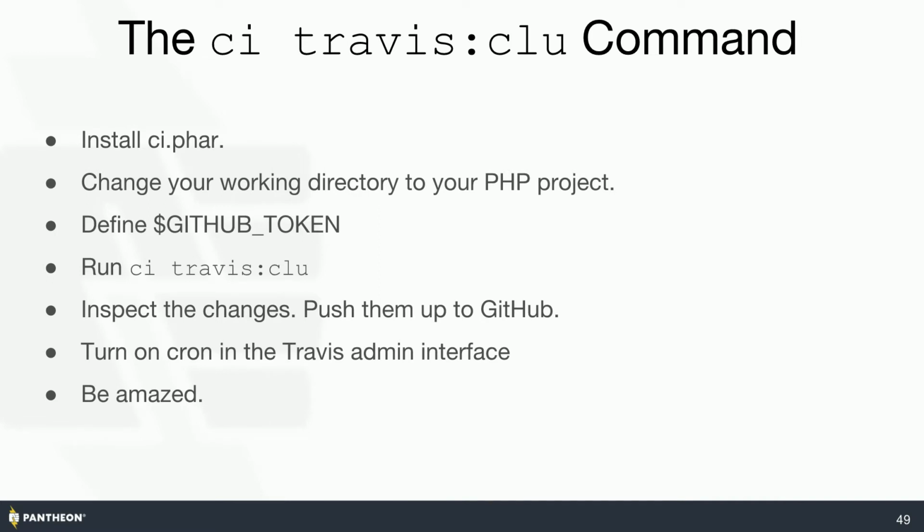It's called ci.phar. And then all you need to do is change your working directory to a PHP project, define your OAuth token, and then you run CI Travis CLU, which means install the composer lock update for Travis, inspect the changes, push them up to GitHub. Then you do have to do the manual step of turning on cron, because as I mentioned, regrettably, there's no API for that yet. And then your final step is to be amazed.